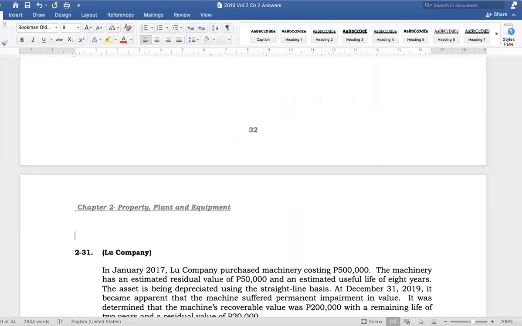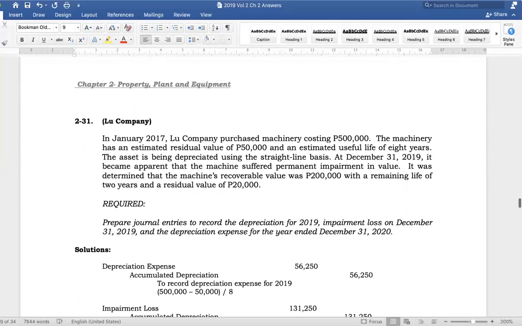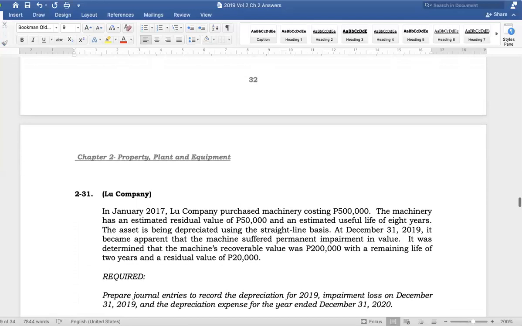Okay, proceed to 2-31. So, in January 2017, Lu Company purchased machinery costing 500,000. The machinery has an estimated residual value of 50,000 and an estimated life of 8 years. The asset is being depreciated using straight line basis, and at December 31, 2019, it became apparent that the machine suffered impairment in value.